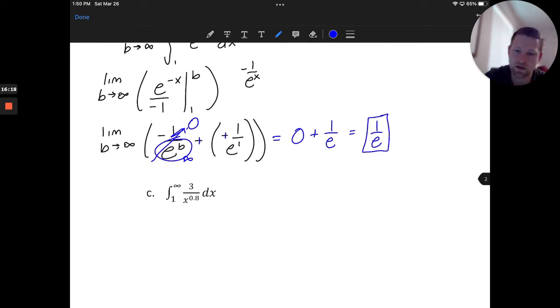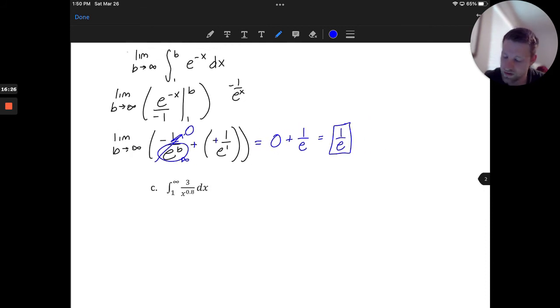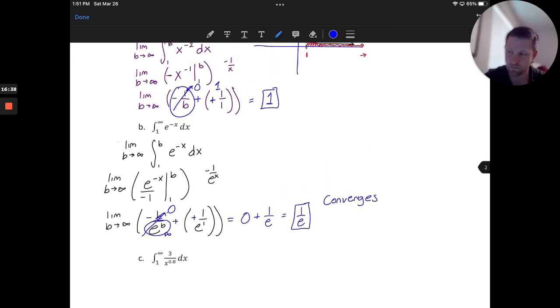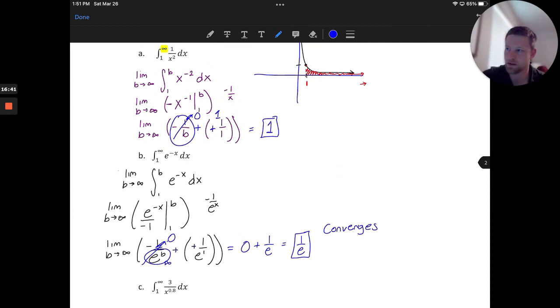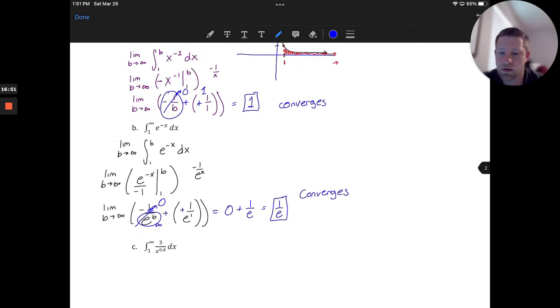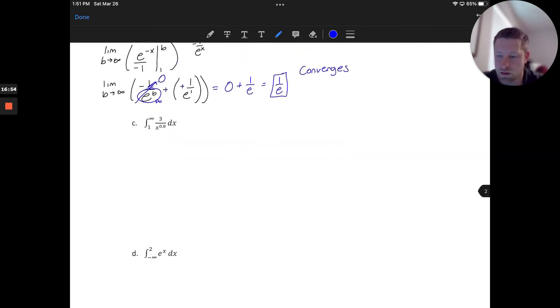So that would be another converging integral. It is a finite number here, and so we would say that this converges. And we would also say that that previous one converges, so I can add that in there. So we can say it converges as well. So that converges too. All right, let's take a look at a couple more.